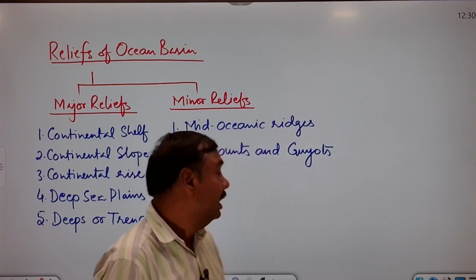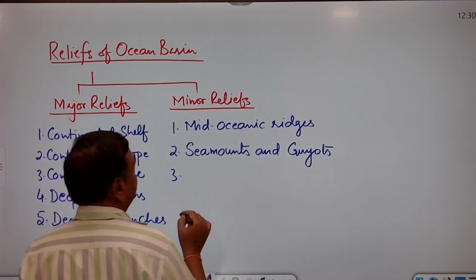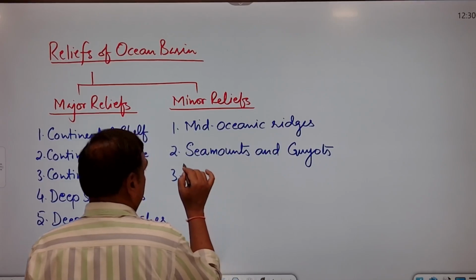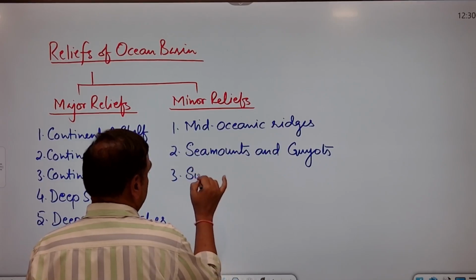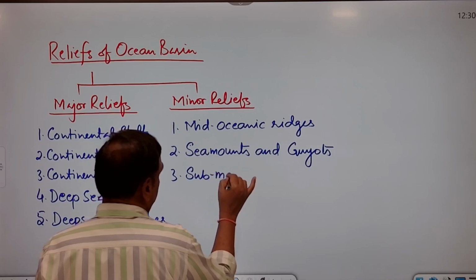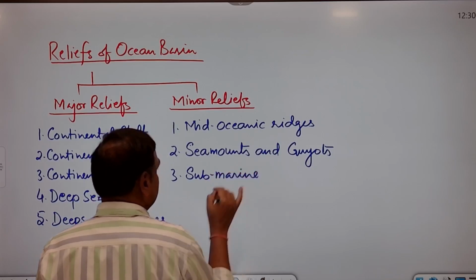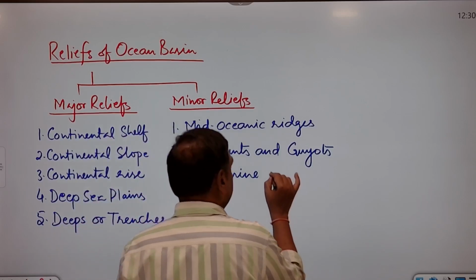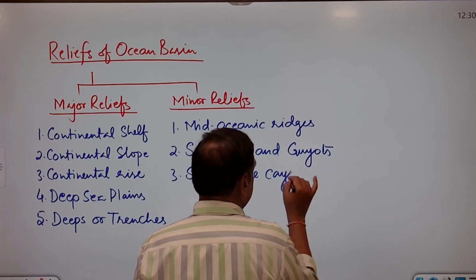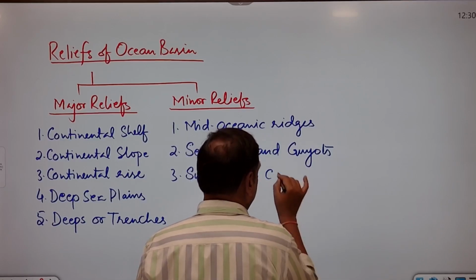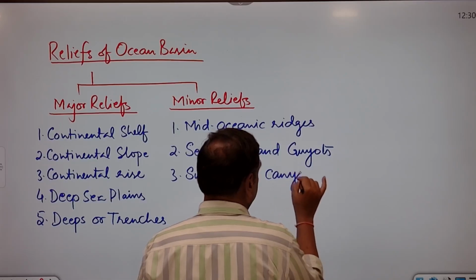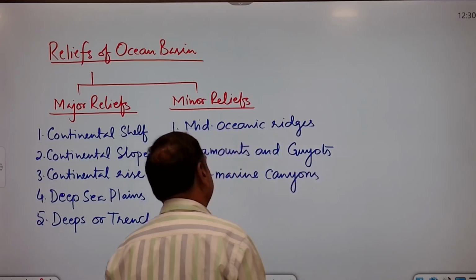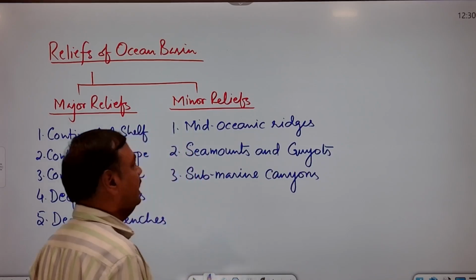Okay. The third part you can see here is the submarine canyons. Again, the word submarine is used, that means underwater, under the marine region. And what are these features? These features are called submarine canyons. Canyons, I am using the term, canyons are here, right. So, these are submarine canyons.